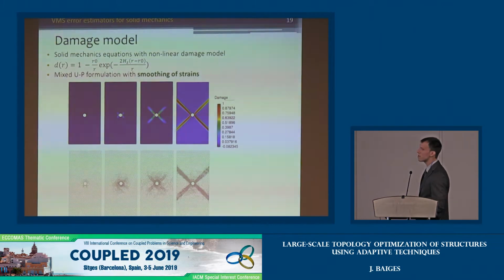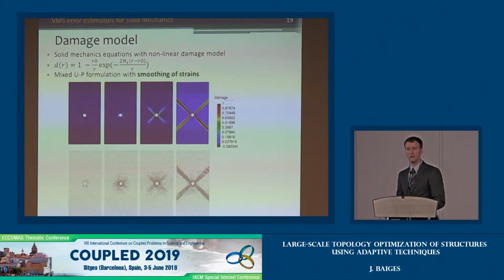So we also wanted to extend our error estimator to more interesting settings. So we wanted to extend this to nonlinear problems, and in particular to damage problems. So in this case, we are using a nonlinear damage model. And we are using our mixed UP formulation, which allows us to reach the incompressible limit with an additional ingredient, which is the smoothing of the strains before we enter the constitutive equation.